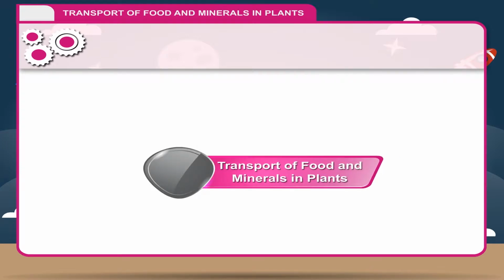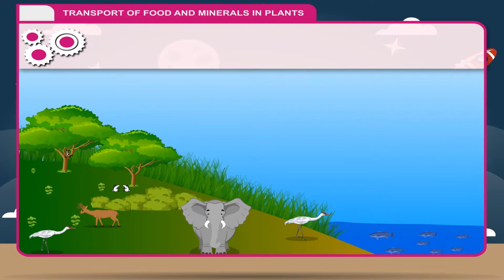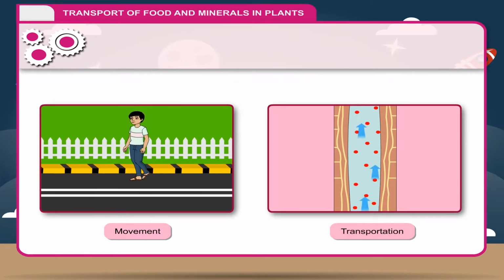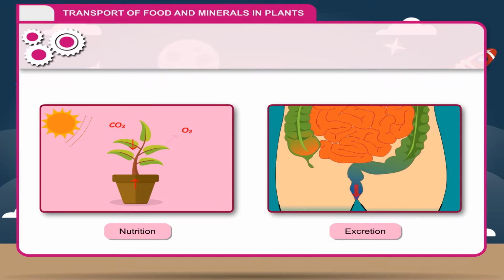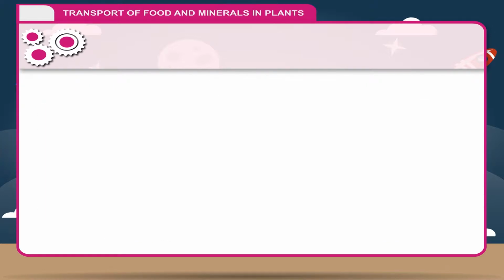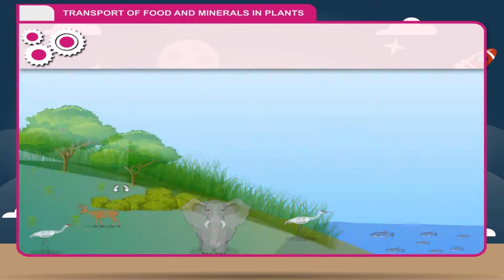Transport of food and minerals in plants. All living organisms perform various vital activities to survive, such as movement, transportation, circulation, respiration, nutrition, excretion, growth, and reproduction. All these activities are collectively called life processes. Organisms may differ in shape and size, but they perform certain similar activities.